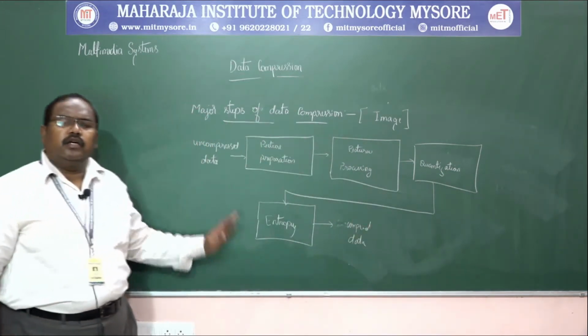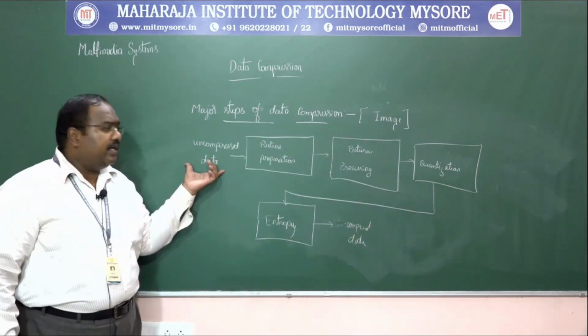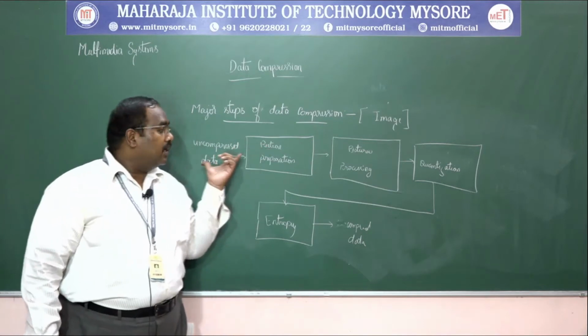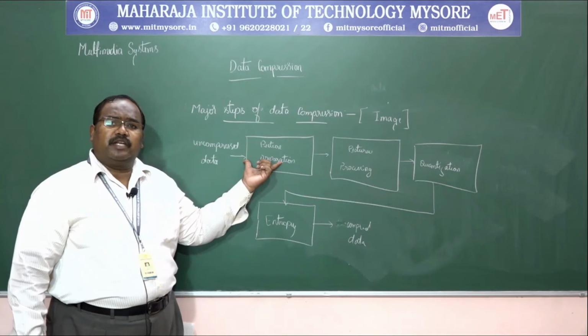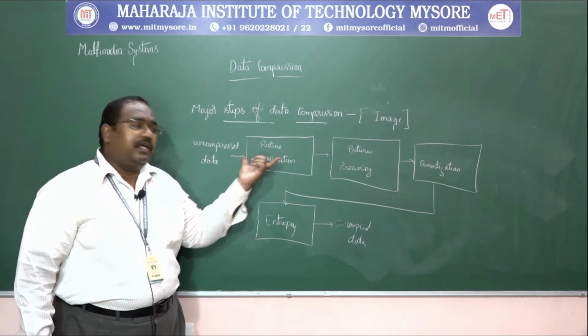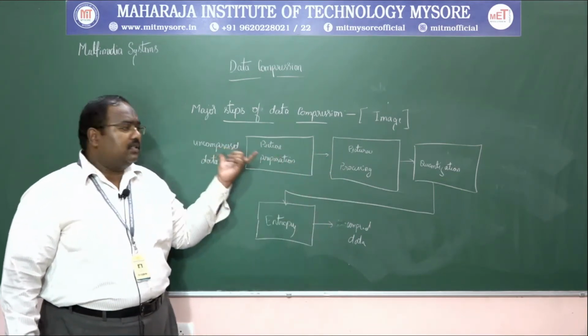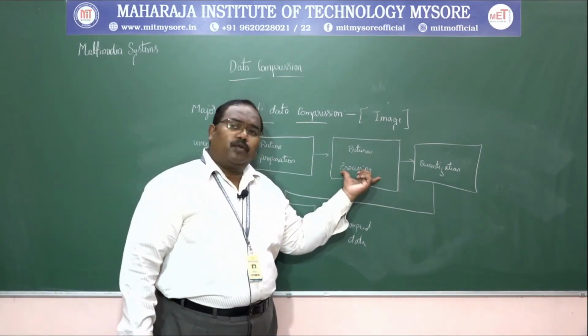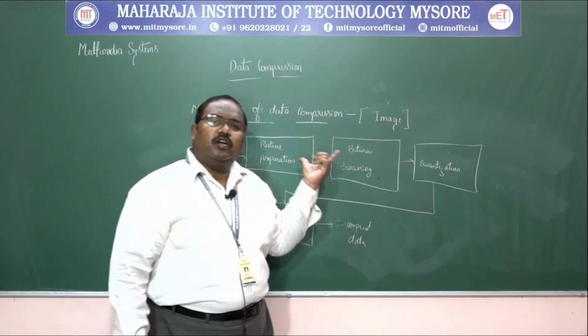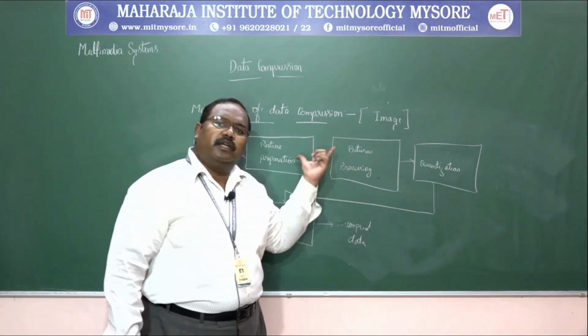Now let us look into the concept. The first is uncompressed data. When we talk about data, what is that? It is a single image. It is fed into the picture preparation process. What happens here in different process stages we have discussed now. After the picture preparation, it is fed into the picture processing. During the picture processing, a lot of adequate algorithms are used.